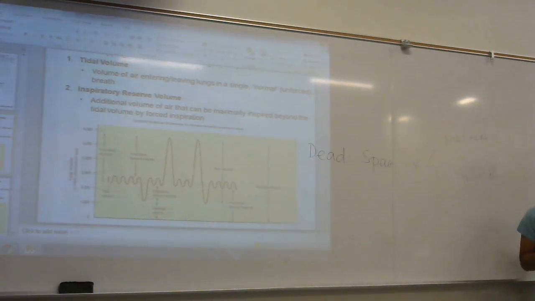So anatomical is the anatomy. You cannot change anatomical dead space air. It's your anatomy. You can't increase it. You can't decrease it. Physiological dead space air is your lungs. Let's say you have pneumonia or maybe atelectasis or any kind of lung problem. Now you increase your dead space. That's your physiological. This one you can change. This one you cannot. It's an anatomy. You understand the difference? Okay?